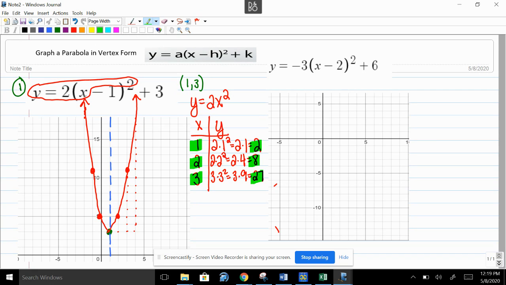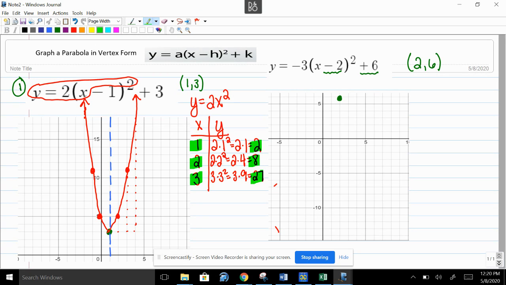Okay, if I take a look at this second problem over here, the vertex is going to be the opposite of H. So the vertex is going to be at 2, comma, K, which is 6. Okay, so it's going to be 2 right, 6 up. 1, 2, 1, 2, 3, 4, 5, and 6. There's a reason I set up the coordinate grid the way that I did.